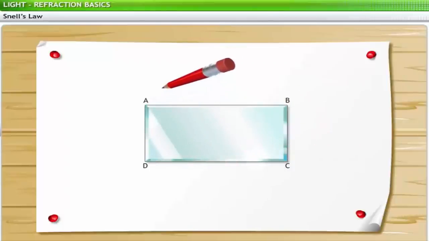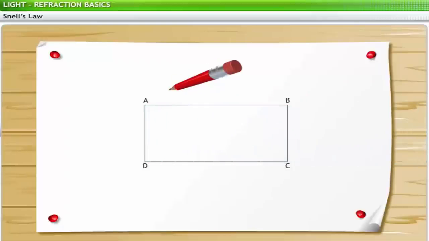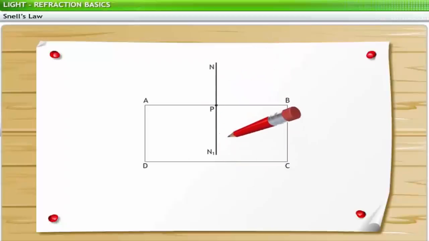For this experiment, we put a glass slab ABCD on a white paper and fix this paper on a wooden board. Next, we mark the boundary of the glass slab with a sharp pencil and then remove the slab. Then we mark a point P on side AB and draw a normal NPN1.